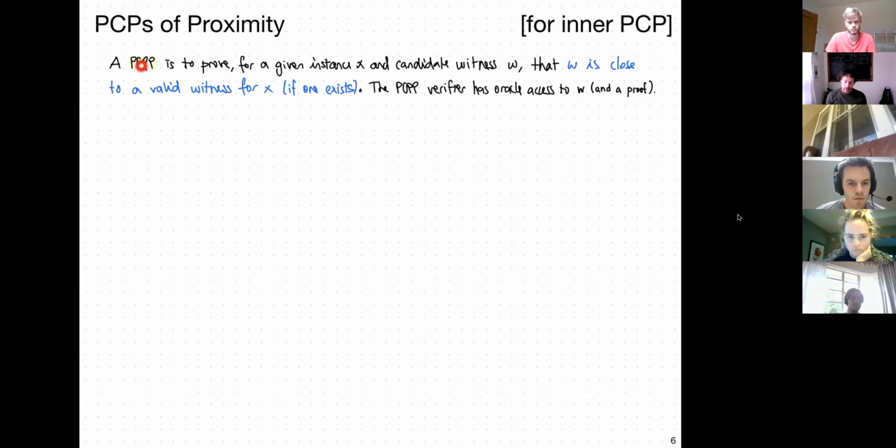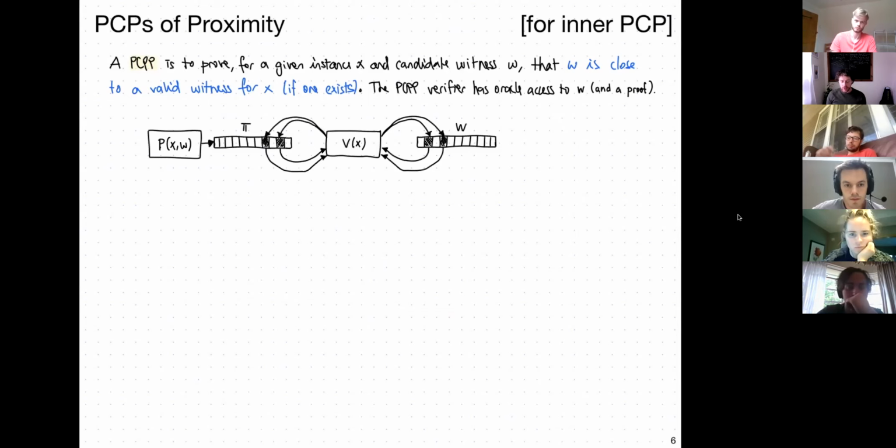It means that we want to prove, for some given instance and some witness, that the witness is close to a valid witness. For example, if I have an equation, that's the instance, and an assignment, that's the witness, then I want to prove that the assignment is close to a valid satisfying assignment.